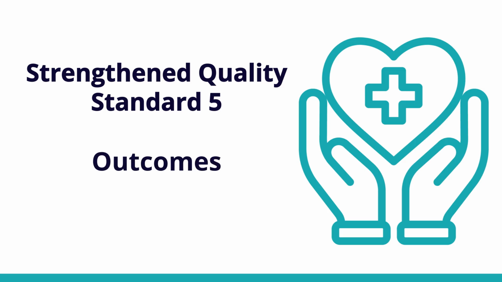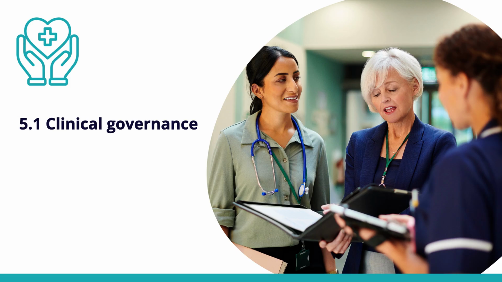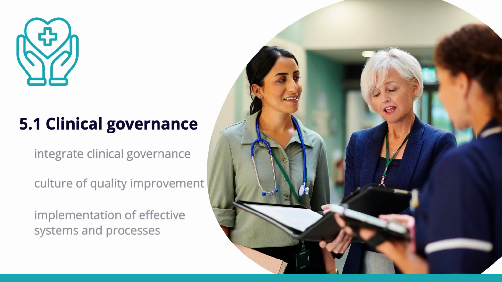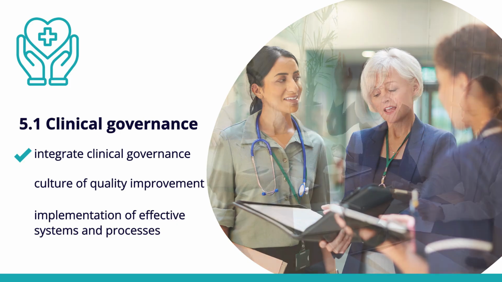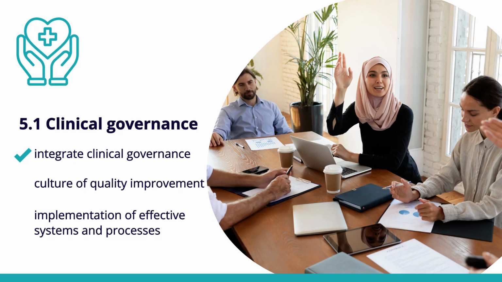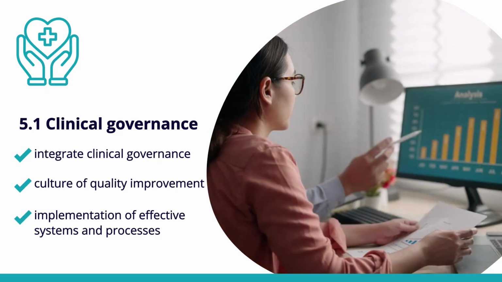The expected outcomes of Strengthened Quality Standard 5 are Outcome 5.1 Clinical Governance. This outcome requires providers to integrate clinical governance into corporate governance to manage and improve the safety and quality of clinical care for older people. It requires a culture of quality improvement and the implementation of effective systems and processes.